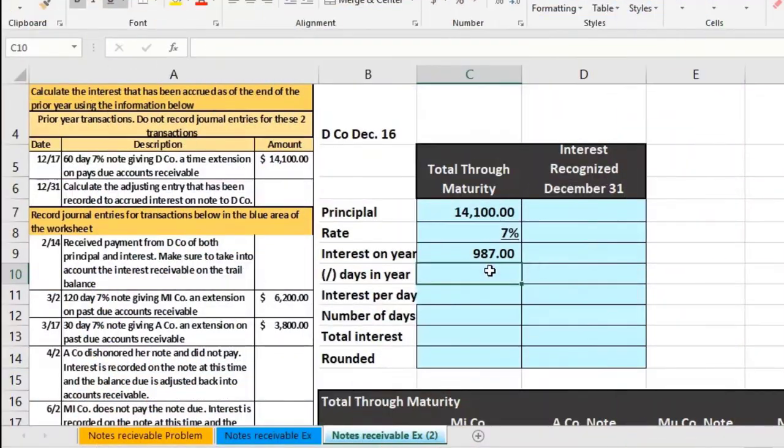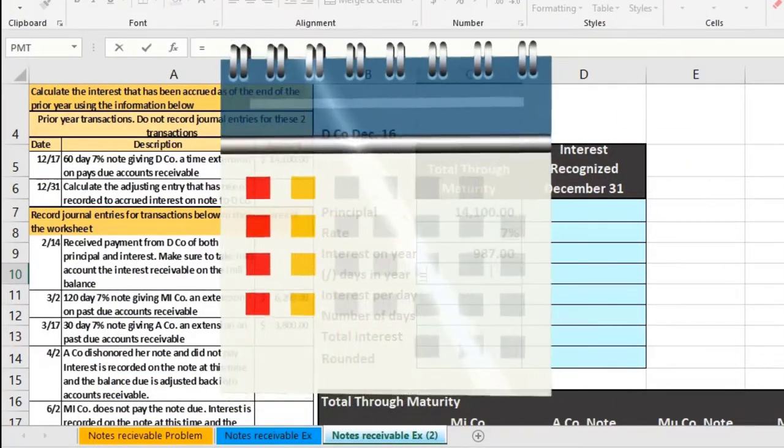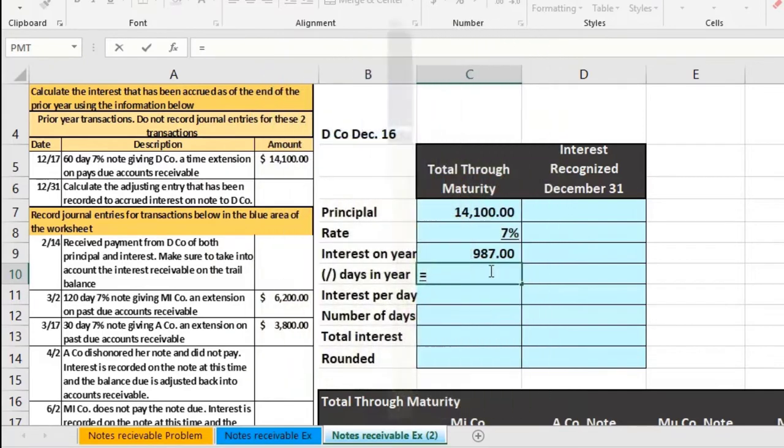The way to do that is to say this equals how many days in a year. You would say 365. I'm going to make it even, which is 12 months times 30. So we're going to assume all months have 30 days rather than 28 or 30 or 31. And enter. So then we got the 360. Now we're going to take the interest divided by the number of days. So this equals this 987 interest per year divided by 360 days, which gives us 2.74 per day.